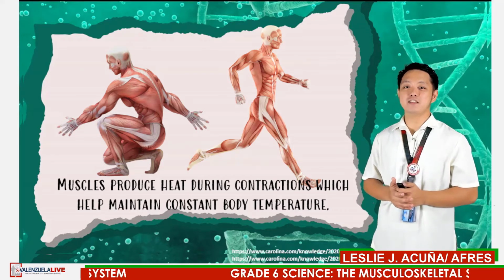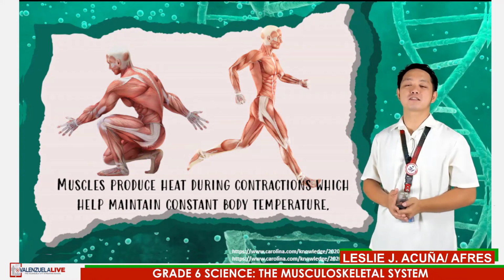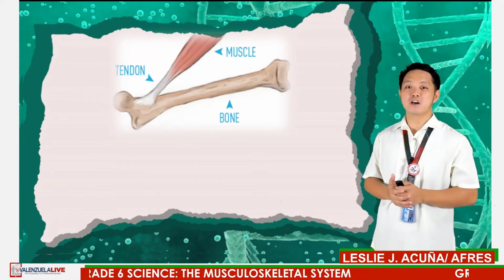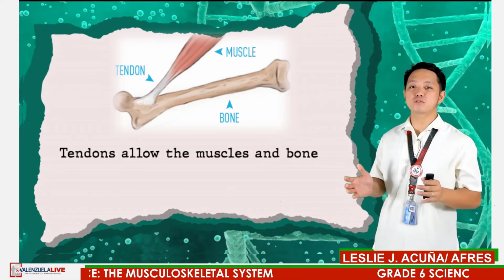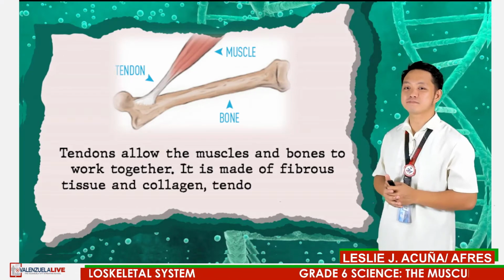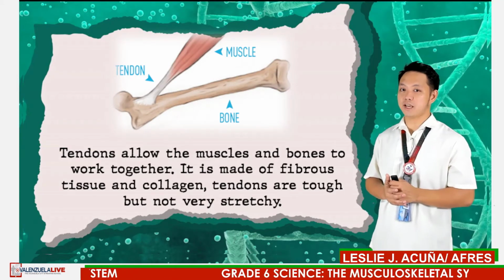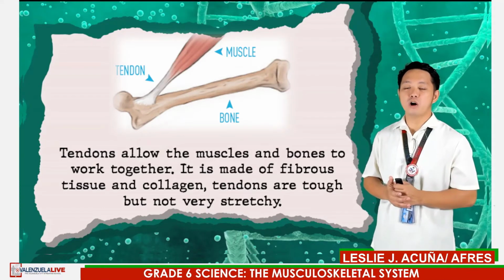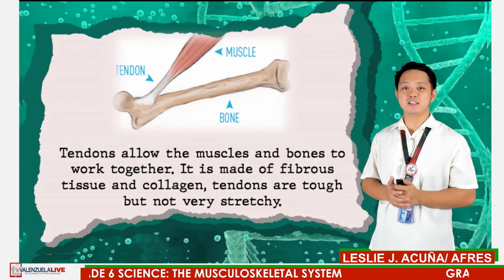Muscles are made of hundreds to thousands of long, thin cells or muscle fibers. The ends of the muscle fibers of the skeletal muscles are attached to some bones by connective tissue called tendons. Tendons allow the muscles and bones to work together. They are made of fibrous tissue, collagen. Tendons are tough but not very stretchy.